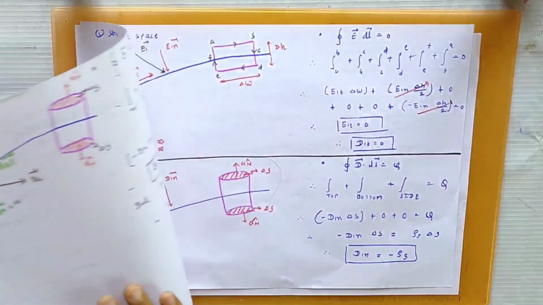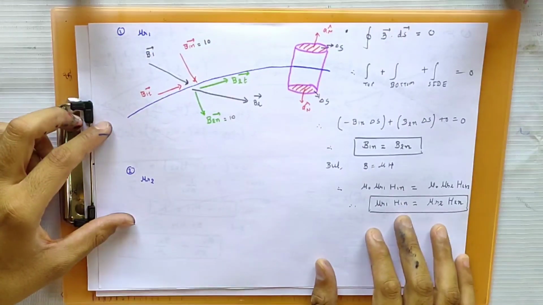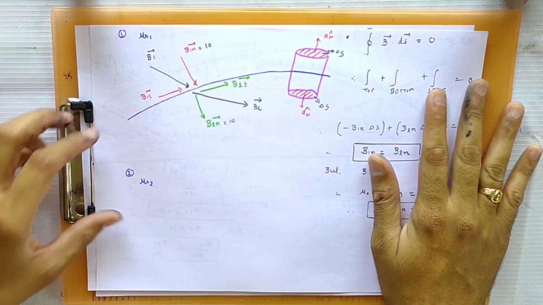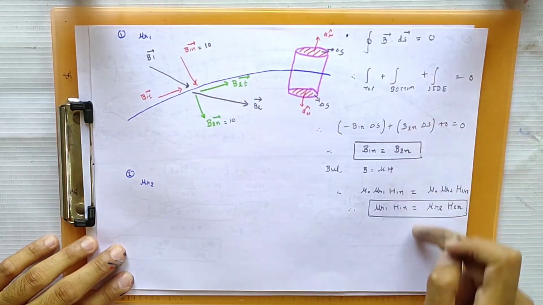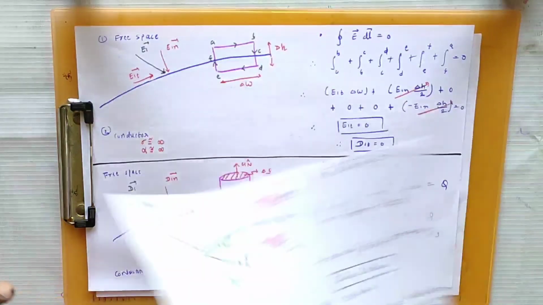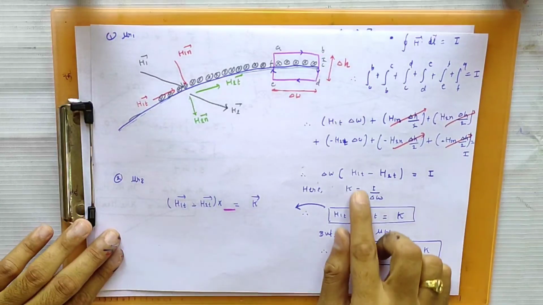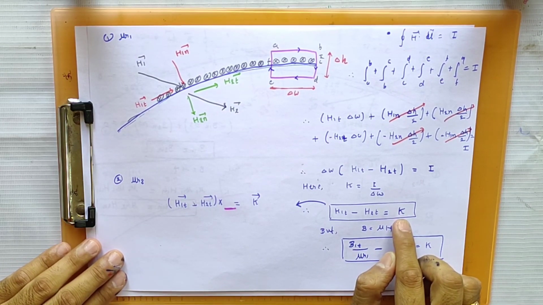So we will quickly revise what we have done. In the magnetic boundary condition, we have to find out the relationship between the tangential component and the normal component. First we found the relationship between the normal components. The normal components are continuous, but the tangential component is not continuous. It depends on the surface current density.